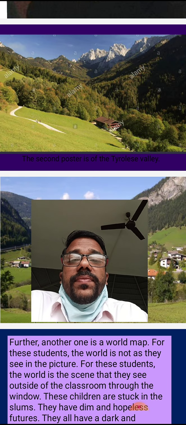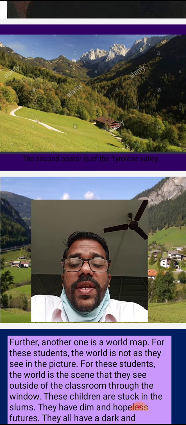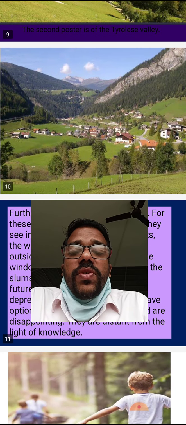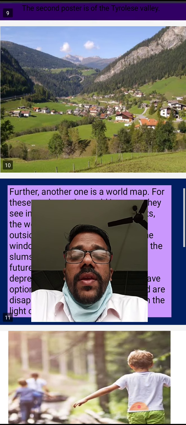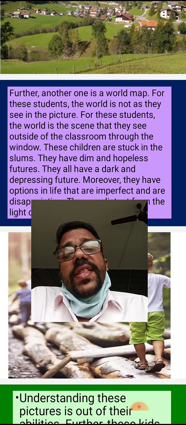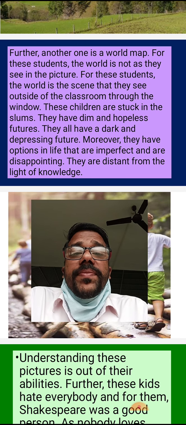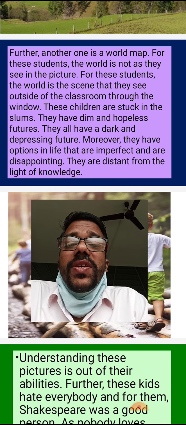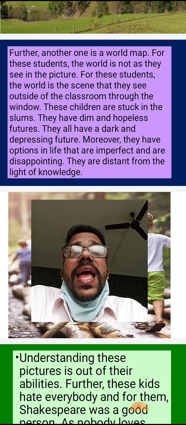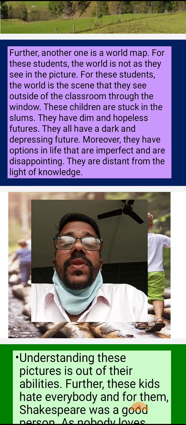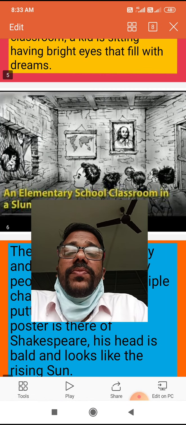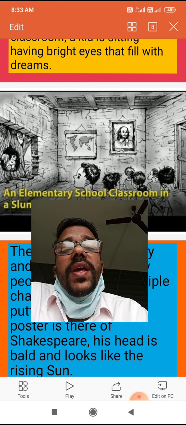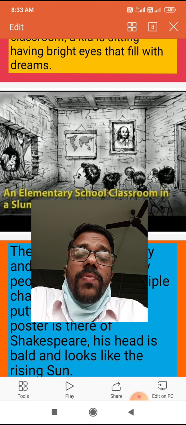This is another picture. It is the valley that is mentioned there. I have taken these two photos of that particular valley. Further, another one is a world map. For these students, the world is not as they see in the picture. For these students, the world is the scene that they see outside of the classroom through the window. You see, we have seen this classroom. There is one particular window, and they are seeing the world outside. That is the only experience they have about the world, it seems, by the poet.